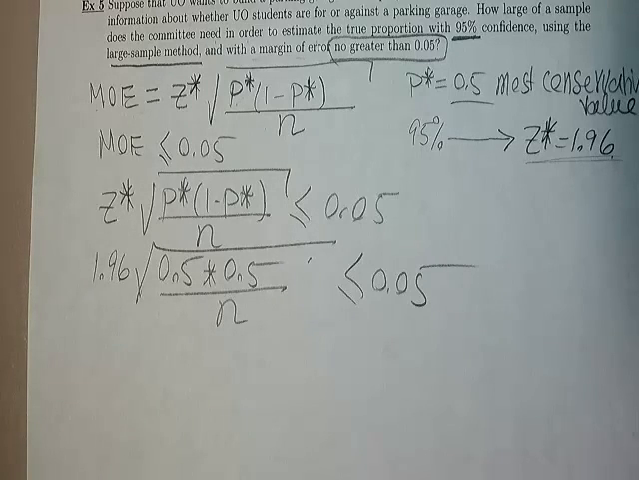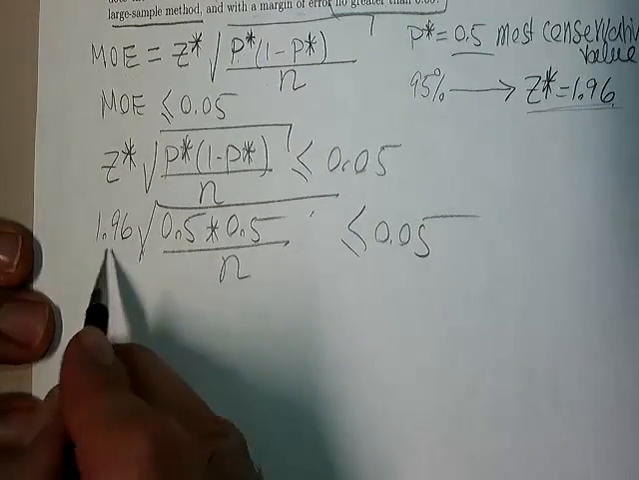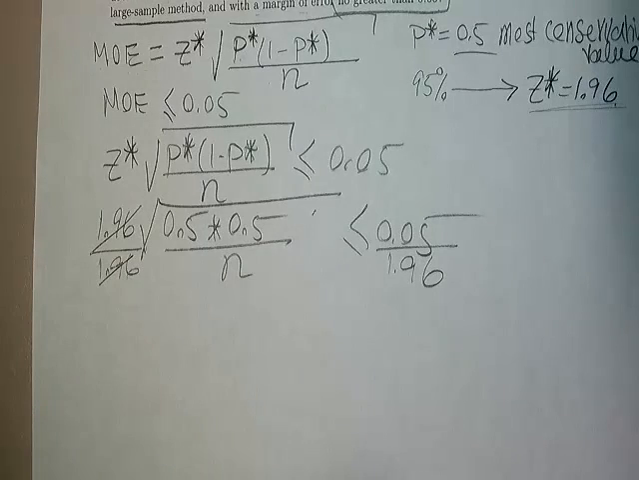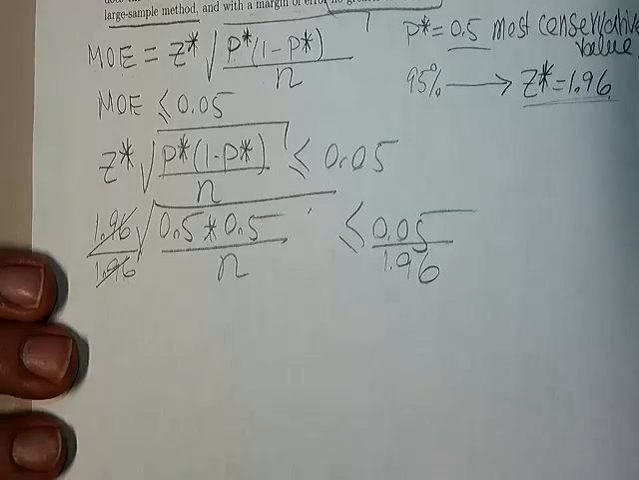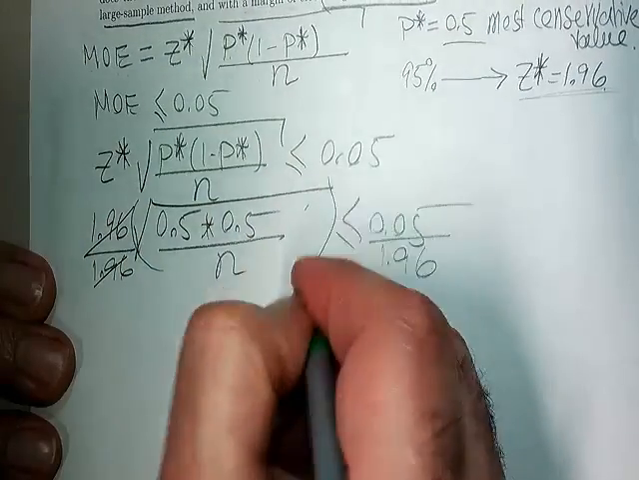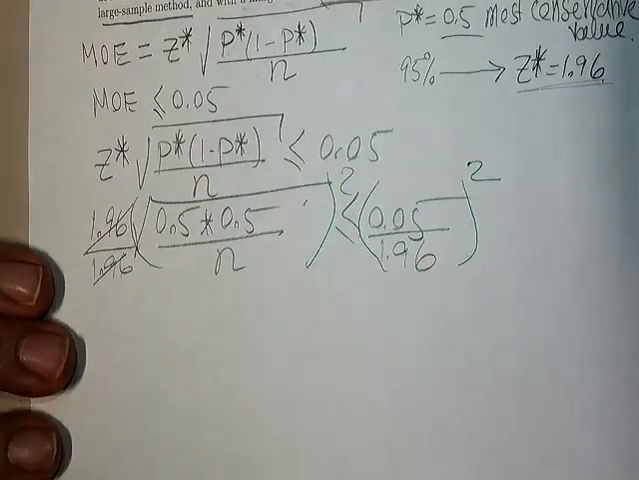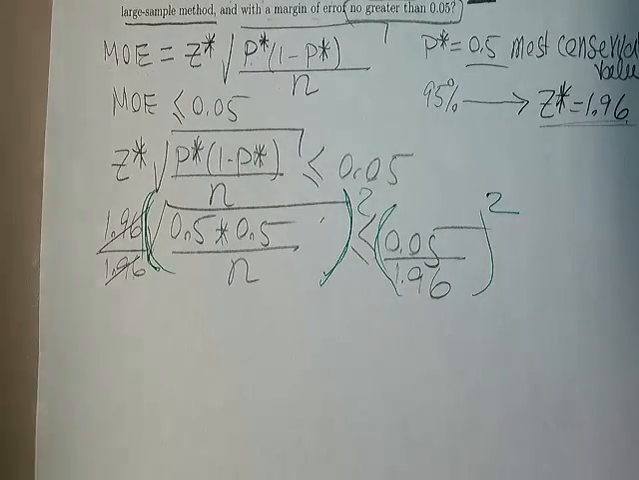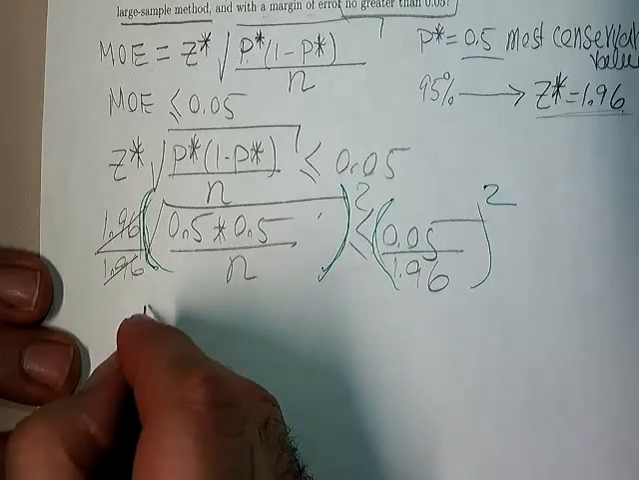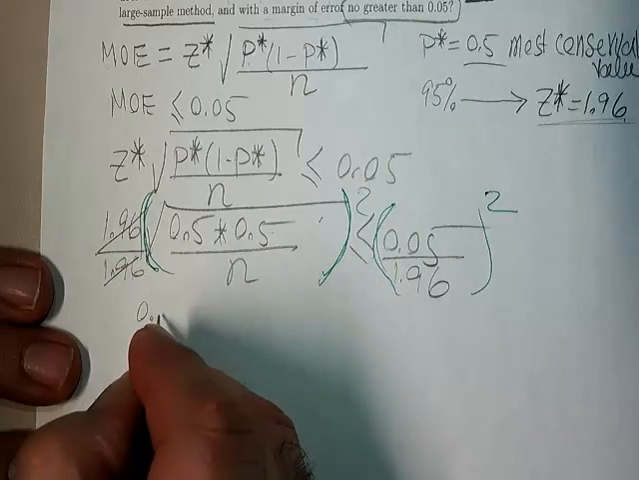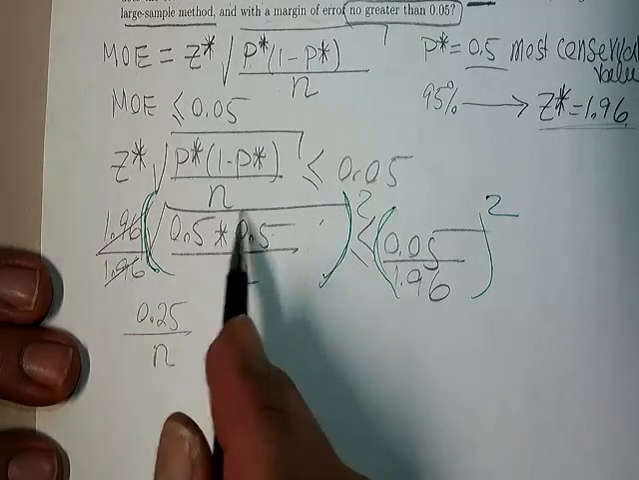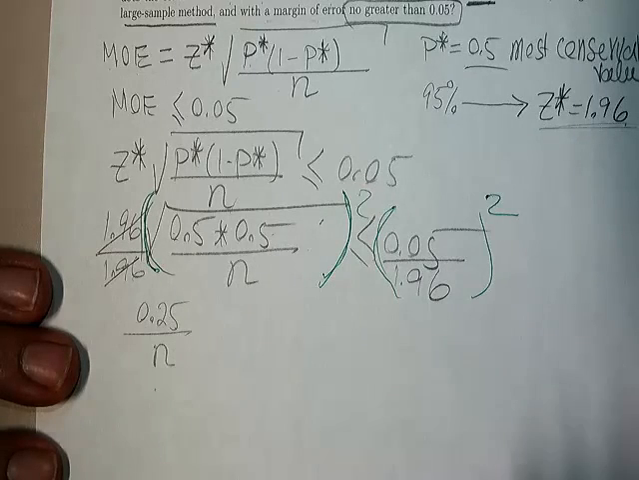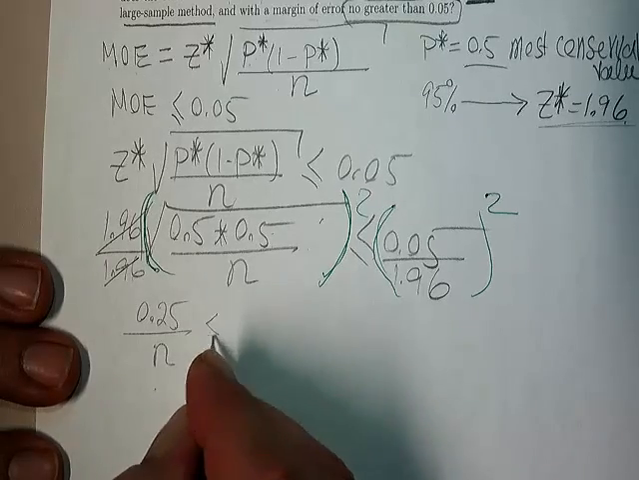There are many ways of doing this. I can show you both ways, but I will divide by 1.96. This cancels with that. Then I will square it. The next thing is I'm going to square this, and I have to square this side too. Square that, square that. If I square that, the square root will go away, so I multiply those two. 0.5 times 0.5 is 0.25 divided by n. This should be less than or equal to the squared value.